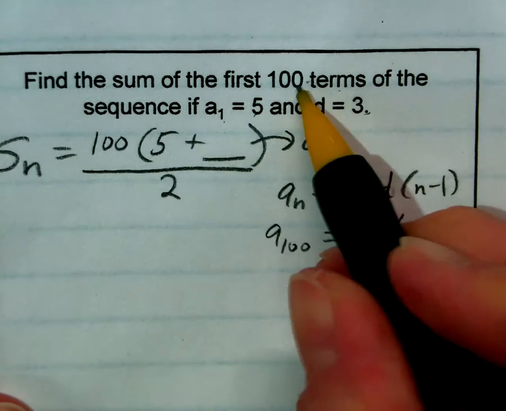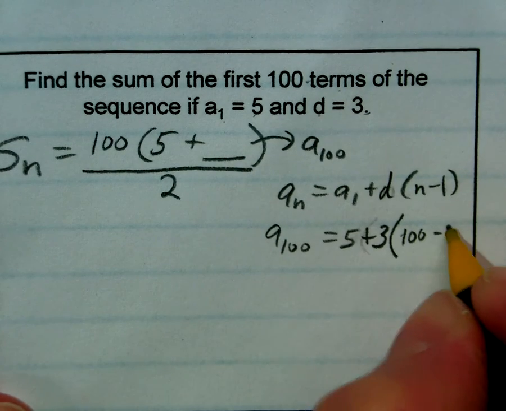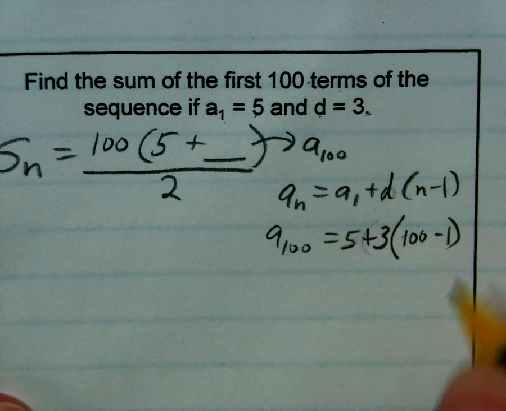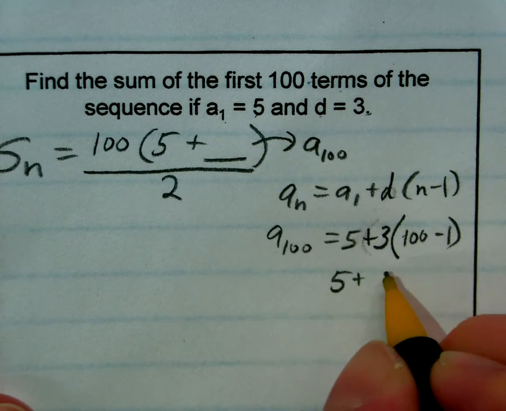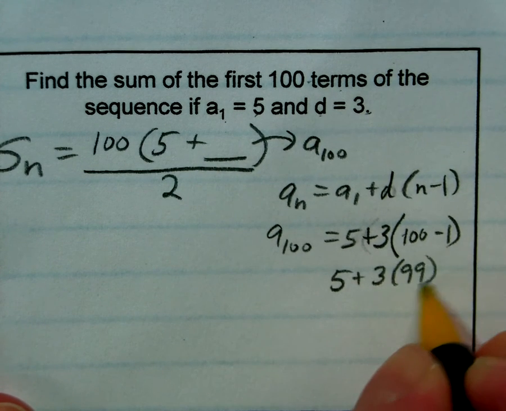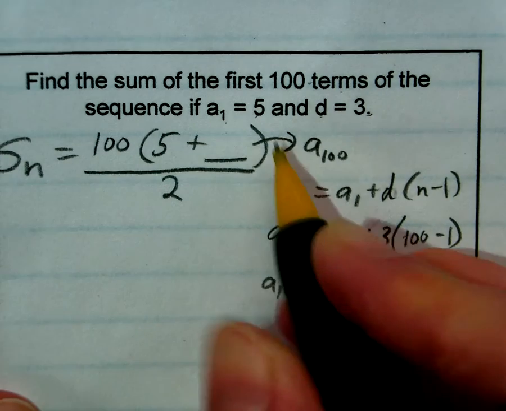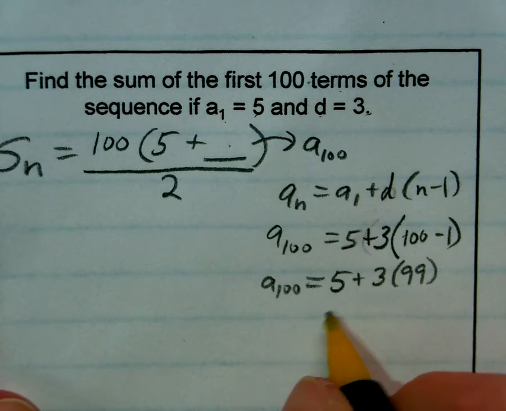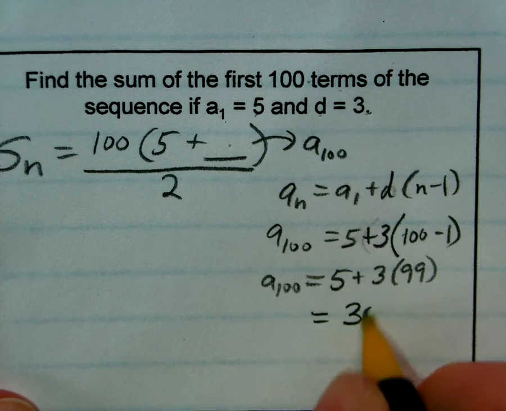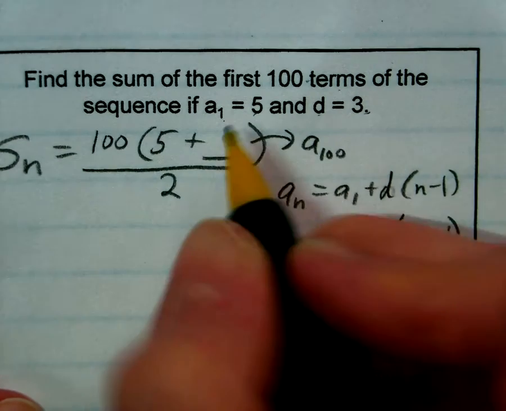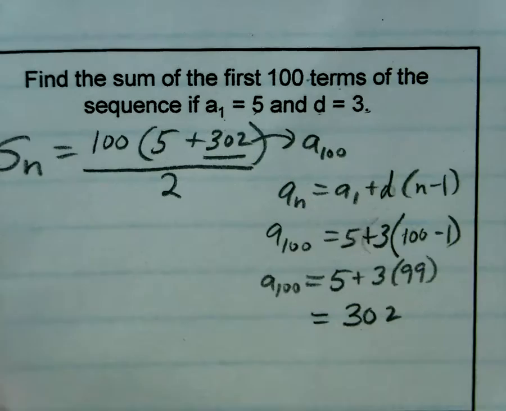And we know we want to do 100 terms, so 100 goes in here. 100 minus 1 is 99. So really we're just going to do 5 plus 3 times 99. And that will give us the 100th term that goes into that blank. So if you put that in the calculator, you get 302. So that's what's going to go up here into your formula.